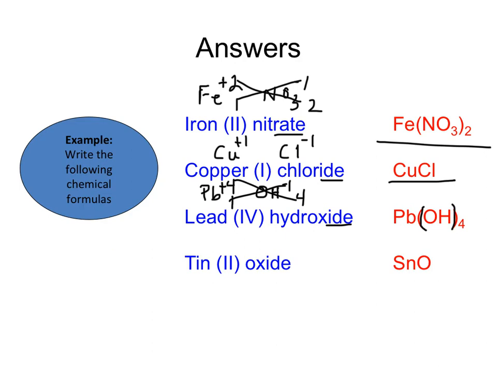And the last one, I've got tin, which is Sn +2. It's also a pseudo-transition metal. I've got oxygen, O-2, and those two charges will add up to 0. So once again, they're going to come together in that 1-to-1 ratio.